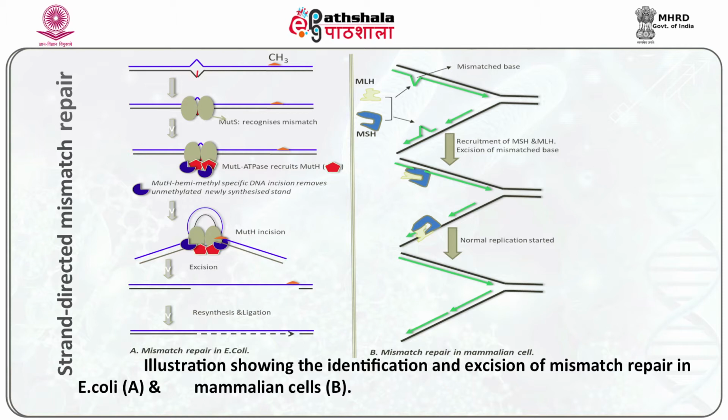Eukaryotic and mammalian cells lack mut-H. The MSH and the MLH are eukaryotic homologs of mut-S and mut-L. Eukaryotes have multiple mut-S-like proteins with different specificity. Some are specific for simple mismatches, whereas others recognize small insertions and deletions. MSH and MLH bind to mismatched bases and directly excise and create a break in the DNA strand.